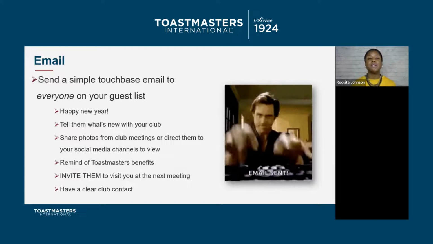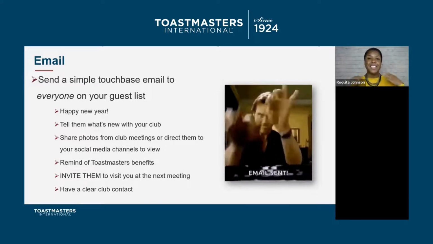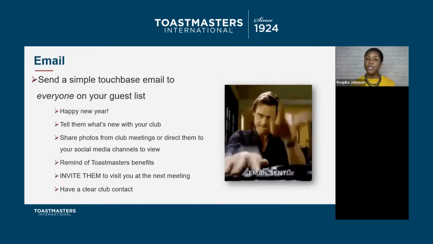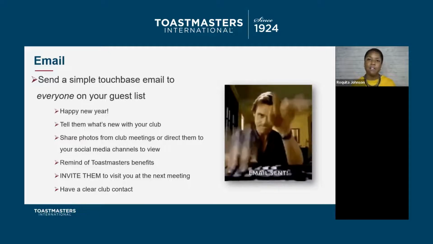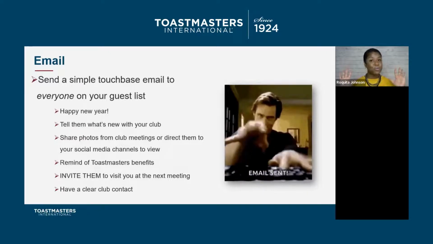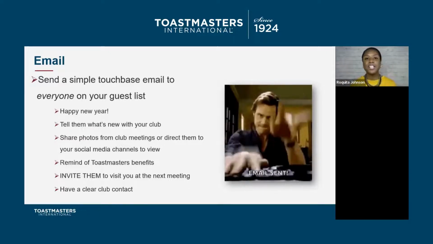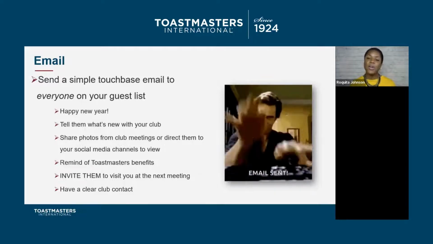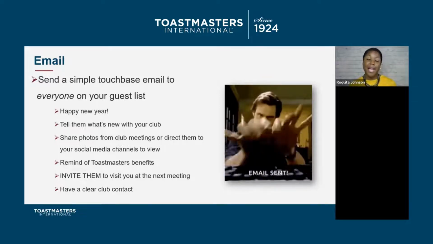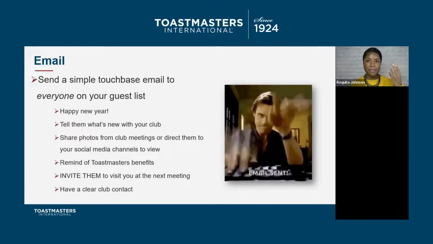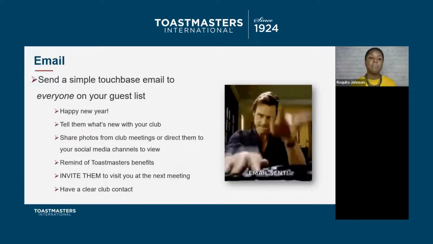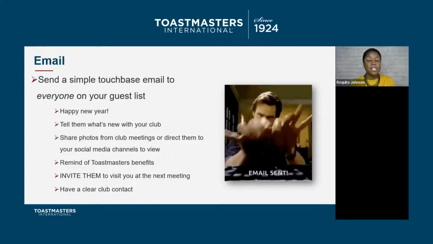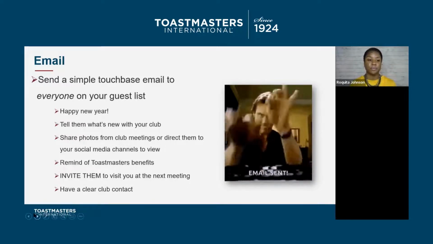Invite them to your next meeting. Give them a call to action. Don't just leave them with all this great info. Actually give them something to do, which in this case is we want you to visit us at our next meeting. It's still free to visit. And have a clear contact for the club. Who can they reach out to? Ideally, again, the VP of membership will have sent this email out, so their info should be with the email. But if it's a different person for some reason, put them in there.